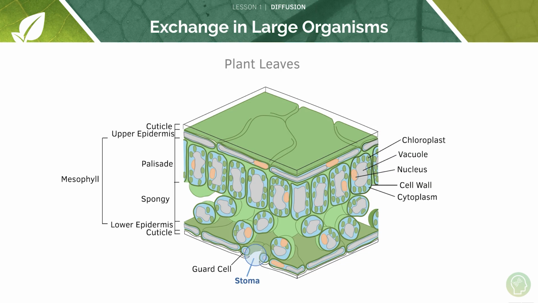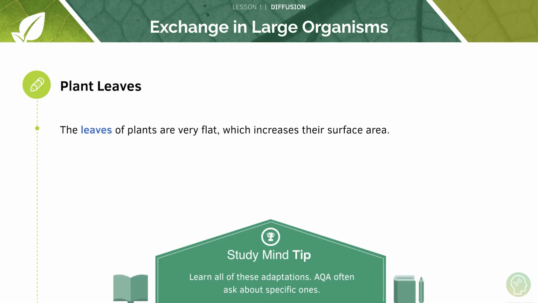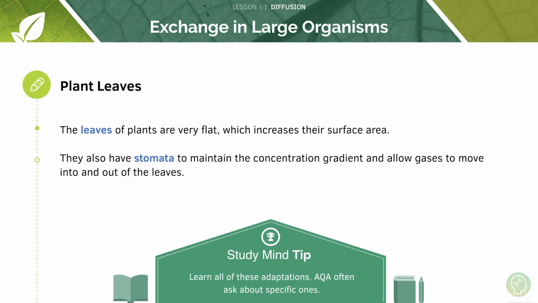So I'll just point out the stomata to you. That's where gases diffuse in, and then the spongy mesophyll layer is where gas exchange occurs. That's in one of the tutorials later on. But yes, so you can see the way in which organisms are adapted for gas exchange. So it's really important that you learn all these adaptations because your examiners might ask you about specific ones.